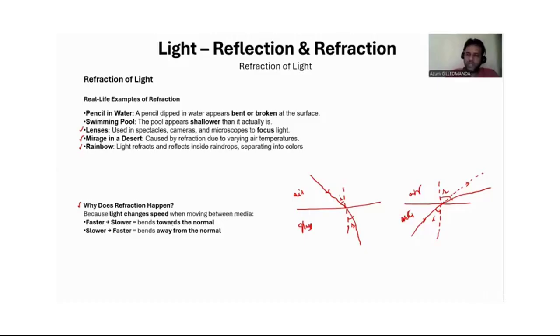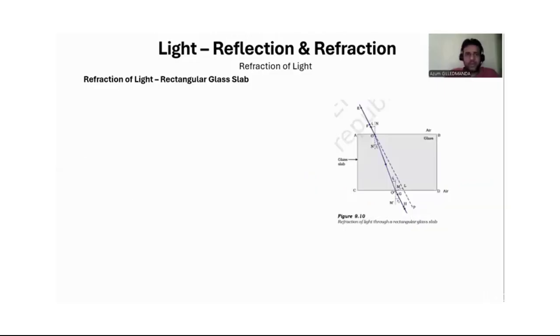If it is from denser to rarer, it bends away from the normal. Okay. All right, guys. Now let's see how the light ray travels when it is a glass slab. Okay. So in a glass slab, what happens, guys? Basically here, two refractions happen.